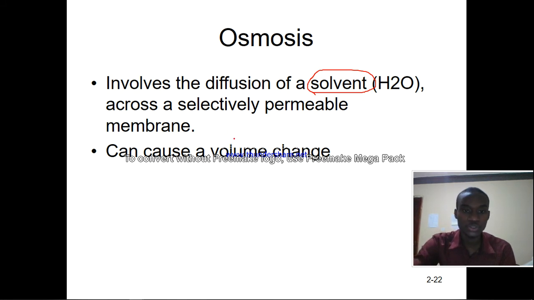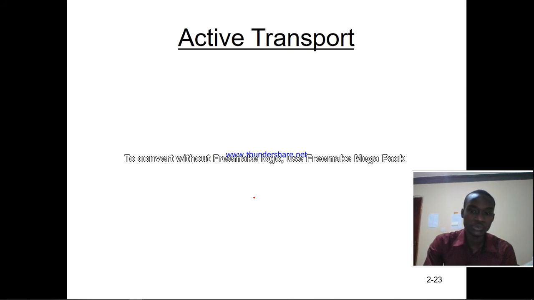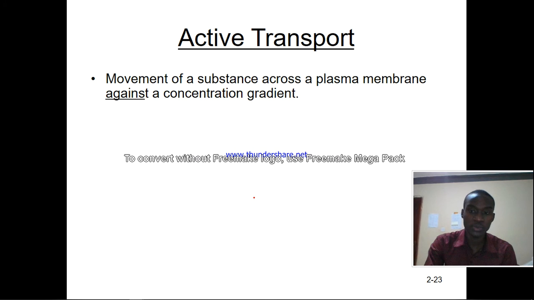So usually osmosis will result in a volume change on the other end. So we can balance out the volumes where we had the higher concentration, it balances where we had a low concentration, or we can end up having a higher concentration where we had a low concentration of this solvent, depending on the amount of solute that we find on the other end. That is osmosis.